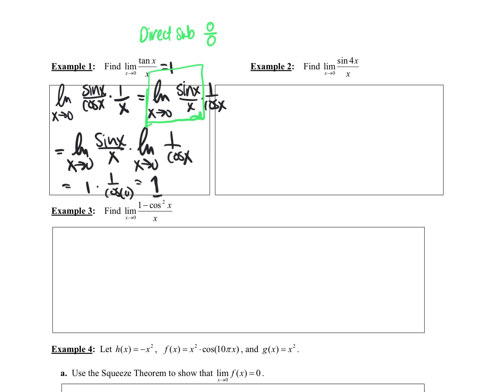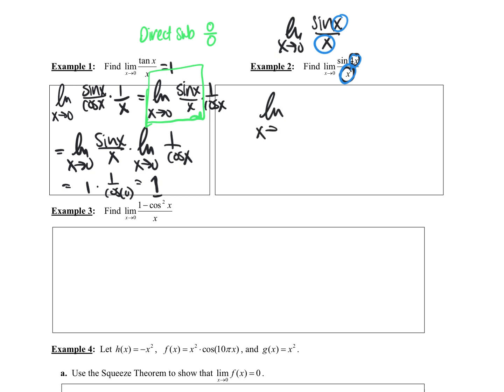Now this one, example 2 here, looks similar, but it's not just x in here, it's 4x. So if we want this limit to equal 1, this would also have to be a 4x. So it's really close to that special limit we know from above. It's just that these have to be the same, and right now they're not. But we can make them the same pretty easily.